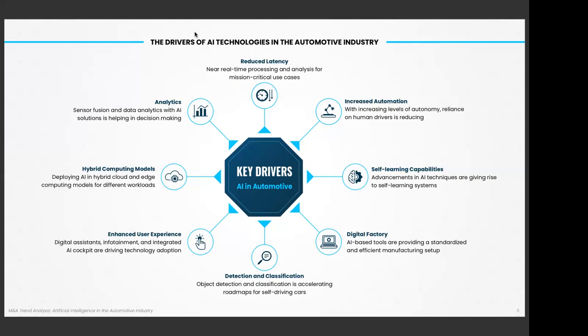We humans sometimes think, oh, the person has crossed, I should just go. By the time we realize, we have knocked down the person. So object detection and classification is accelerating roadmaps for self-driving cars. This is one factor why AI is being driven in the automotive industry.